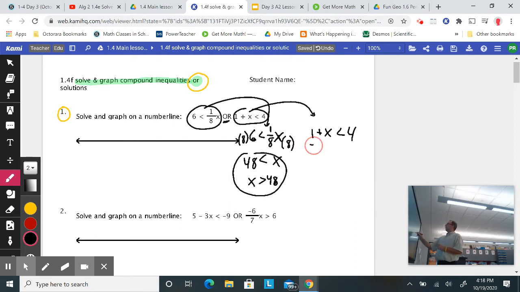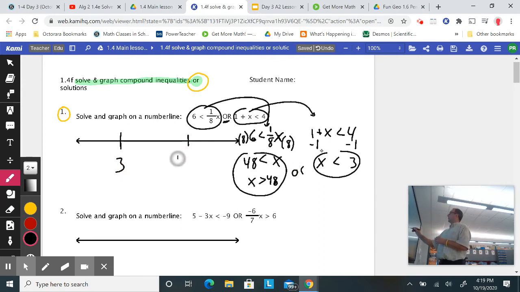I'm going to subtract 1. I get x less than 3. The sign would stay the same. I want all the numbers that are less than 3. So I had those two. So it's or. Remember, it's or. I want a 3 and a 48. So 3 is less than 48. So 3 goes on the left. 48 goes on the right.